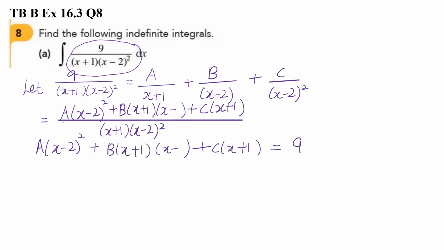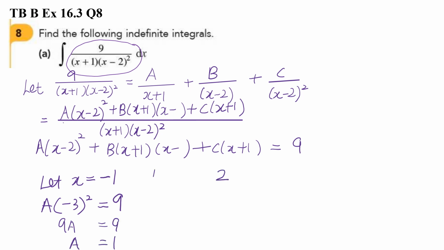And we're going to use the substitution method. If I've forgotten this one, I'll put the video link and you can refer to it to do some revisions. I'm going to let x be -1. I'm missing 1 here. So if you let x be -1, basically your b and c will be gone, left only with the value of a to be found. That gives you a equals 1.